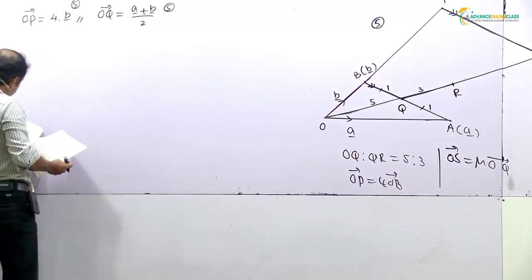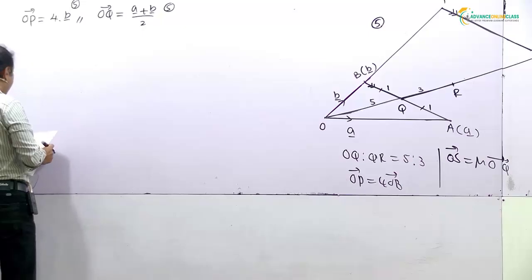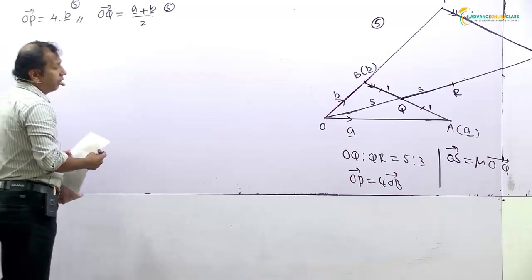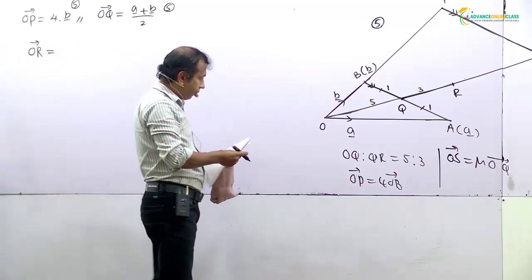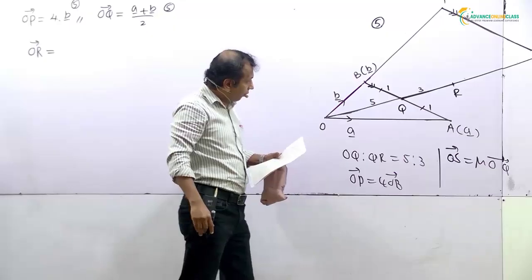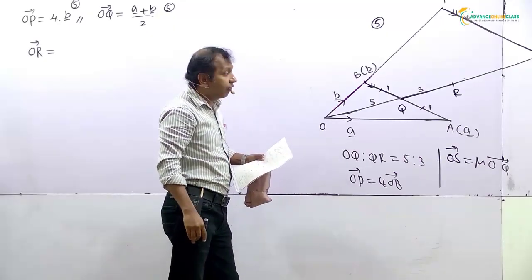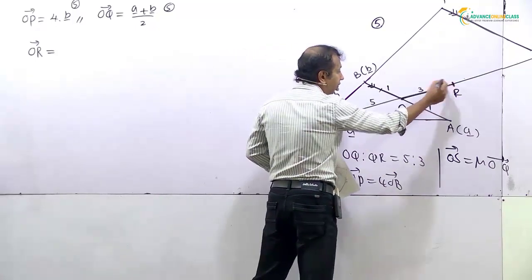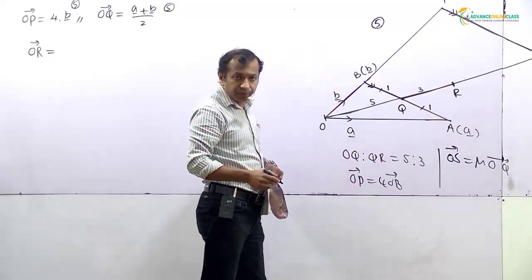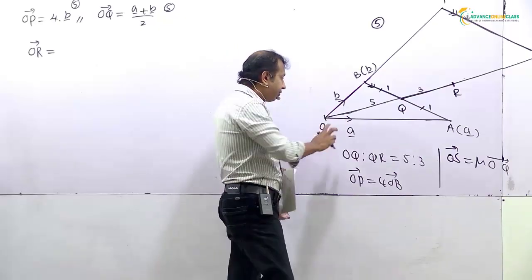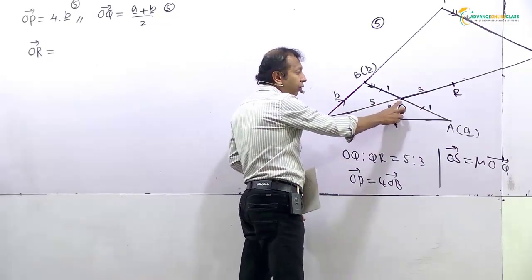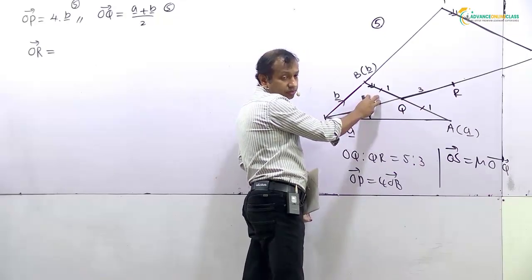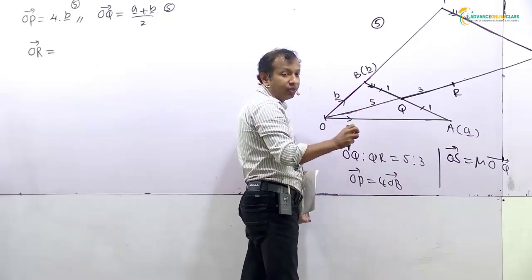What are the vectors asking? OR, the next one asking, OR. OR vector, you can write. People tell me how to write the OR vector. From here to here, the vector we need. First, we take OQ. From OQ, 5 parts are available. Then divide the OQ vector by 5, we get 1 part.